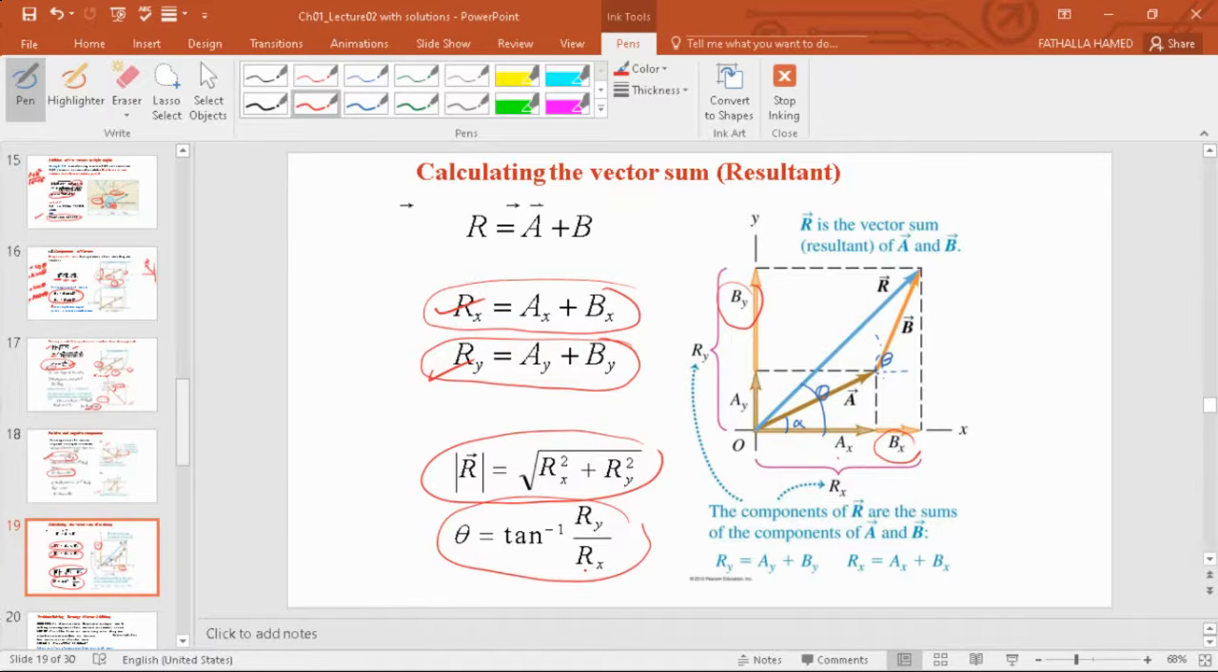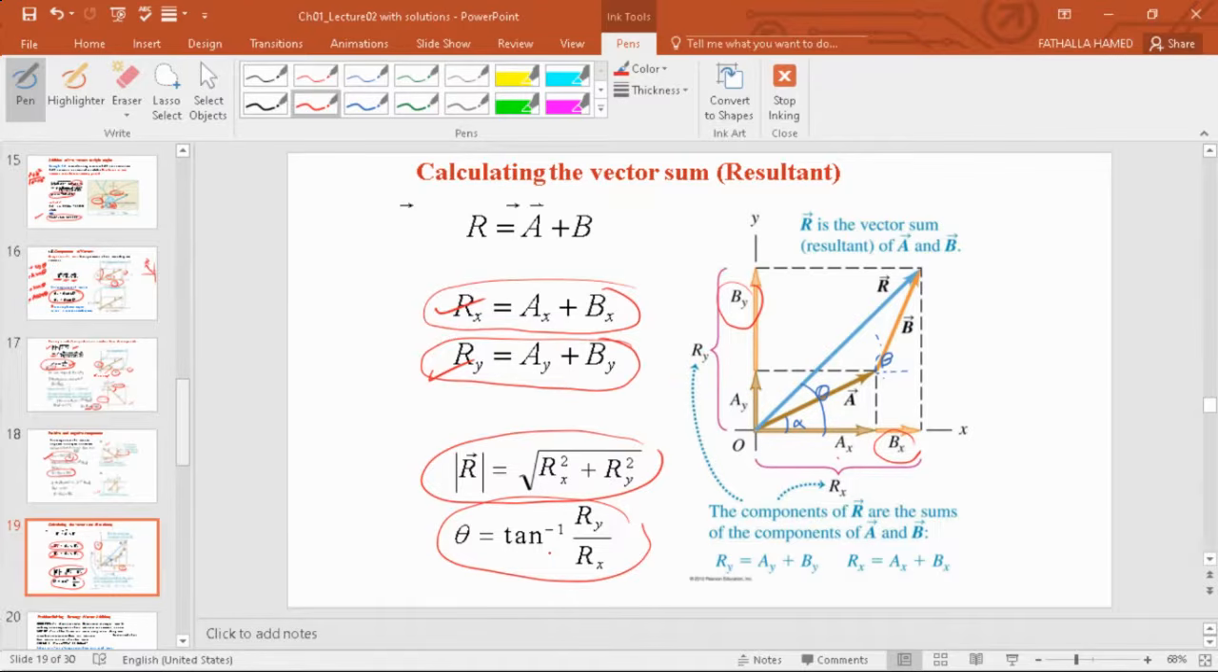And you know the rules. If you are in the first quadrant, you keep the angle as it is. If you are in the second quadrant, which means your Ry is positive and your Rx is negative, you add 180 degrees. If you are in the third quadrant, your Ry is negative, your Rx is negative, and you add 180 degrees. If you are in the fourth quadrant, your Rx is positive, your Ry is negative, you add 360 degrees. So you have another way of summing these vectors algebraically.